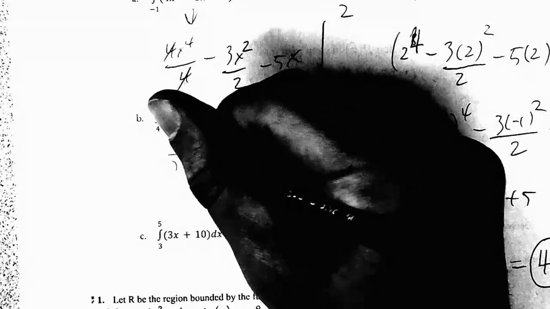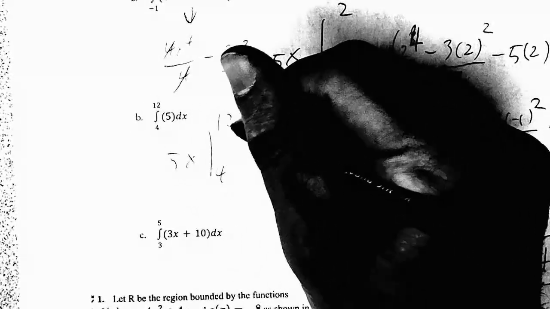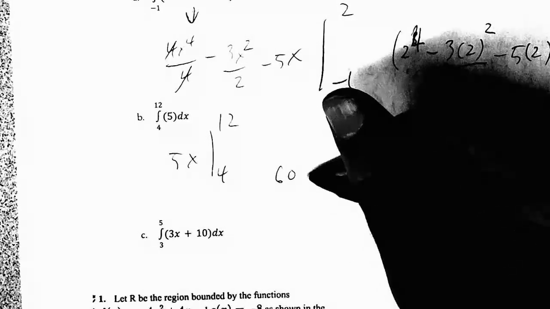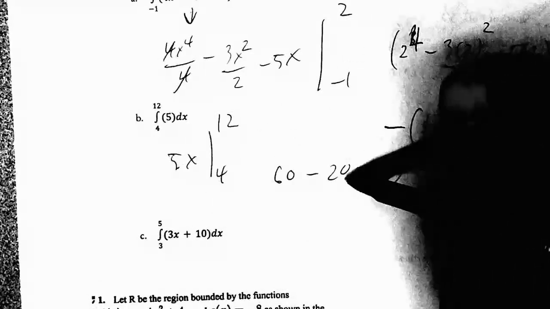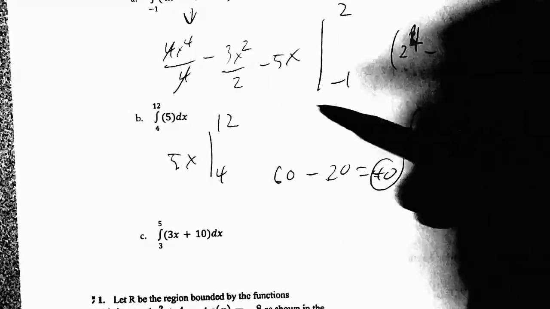All right, here, integral of 5. Integral of 5 is just 5x from 4 to 12. Plug in 12, we get 60 minus 20 equals 40. Plug in the 12, you get 60. Plug in the 4, you get 20. 60 minus 20 equals 40. Integral of 5 is 5x. Last one.